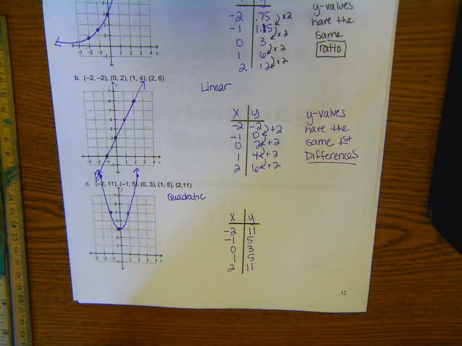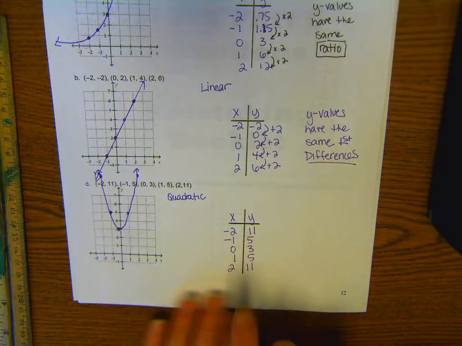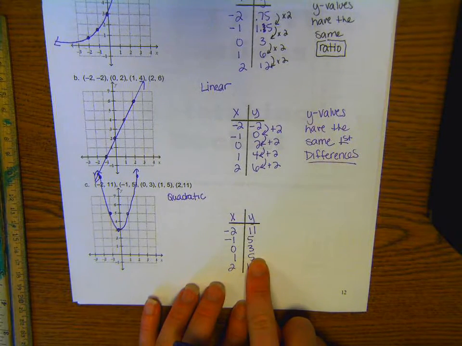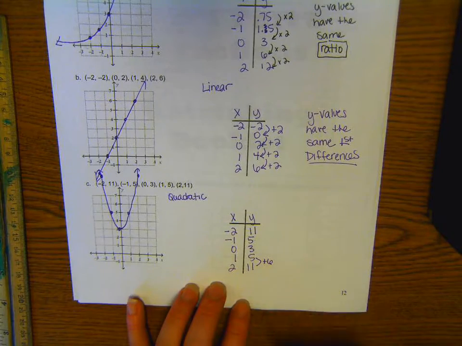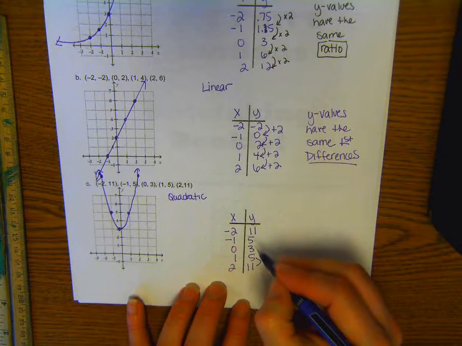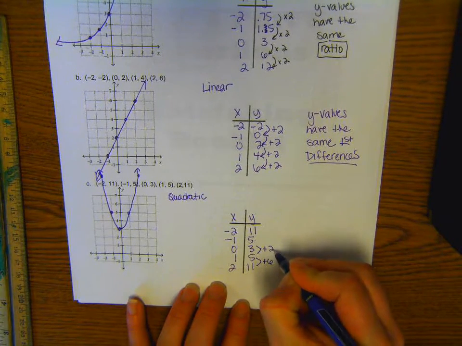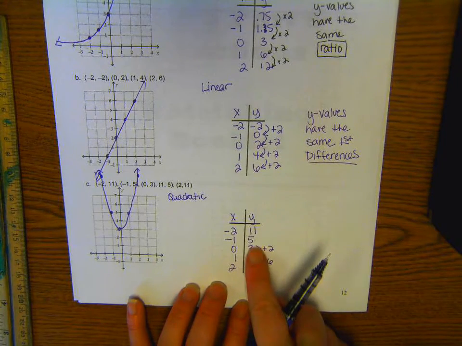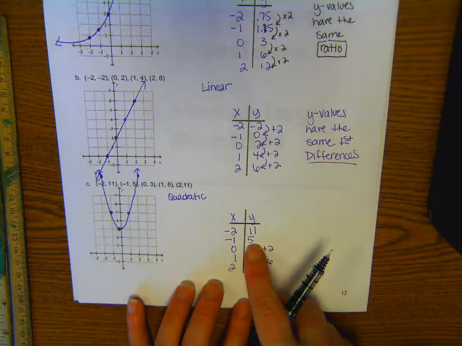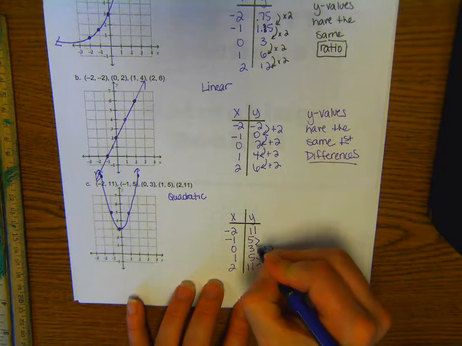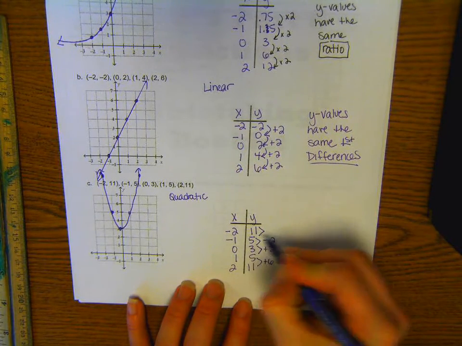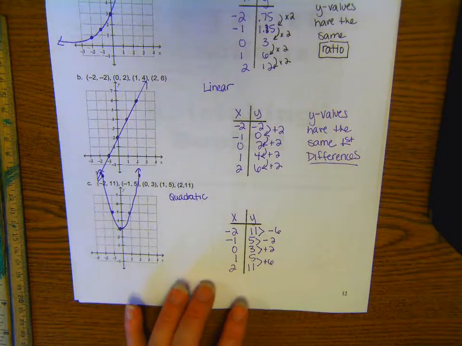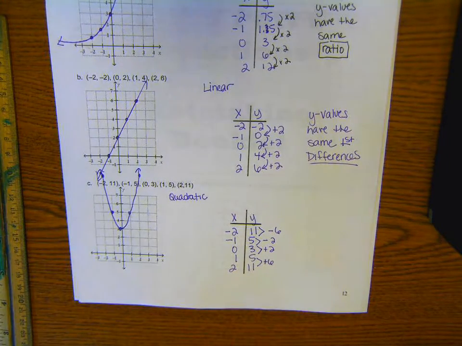Here's what I'm going to show you. What is 11 minus 5? Okay. So this is down 6, agreed? What's 5 minus 3? Shoot, these aren't the same. What's 3 minus 5? -2. What's 5 minus 11? Okay. So when I found the first set of differences, they were not the same.